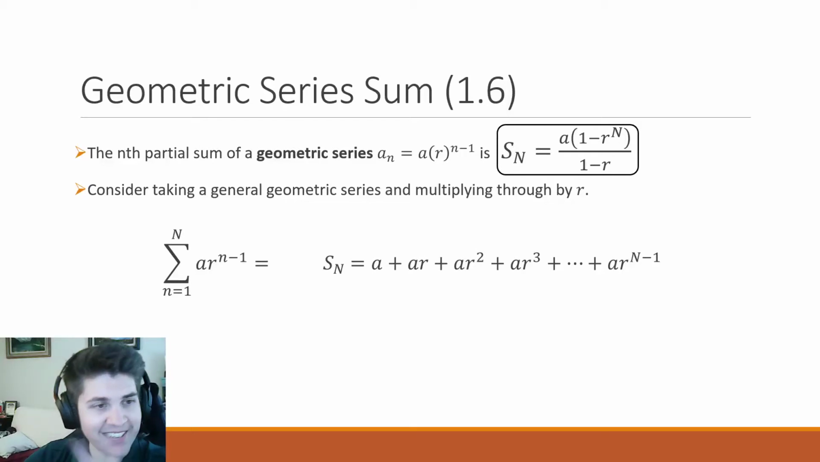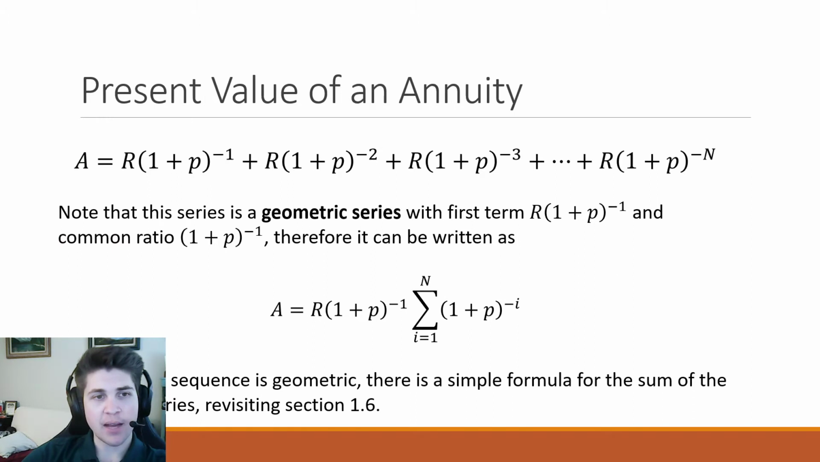So what does any of that have to do with annuities? Let's get back to it. Returning to annuities, one of the points that I think is important to make is that the annuity is really a geometric series. It's a sum of a bunch of things.